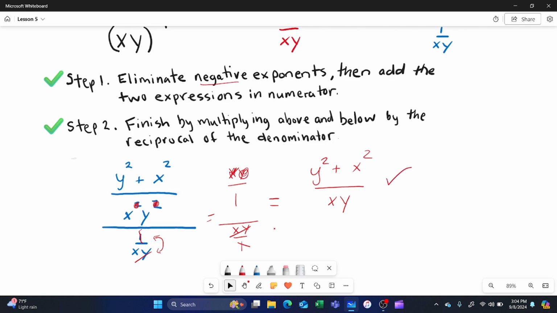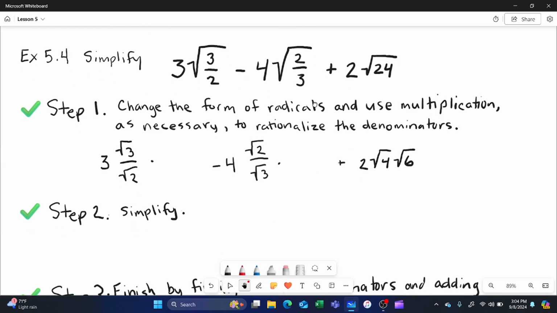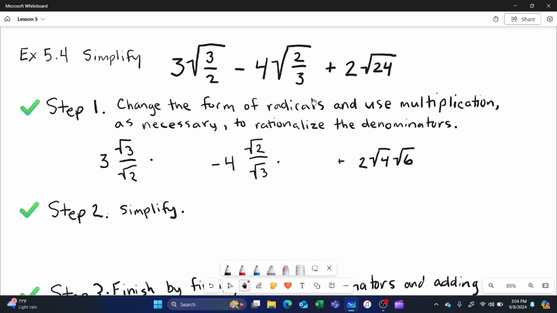And that one's done. Simplify the 3 to this times the square root of 3 halves minus 4 times the square root of 2/3 plus 2 times the square root of 24. For these types of problems, they want us to change the form of radicals and use multiplication as necessary to rationalize the denominators. And that's the key thing right here, right? Let's go ahead and rationalize these denominators. It's not hard to do.